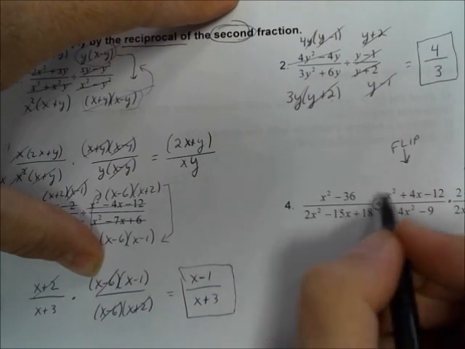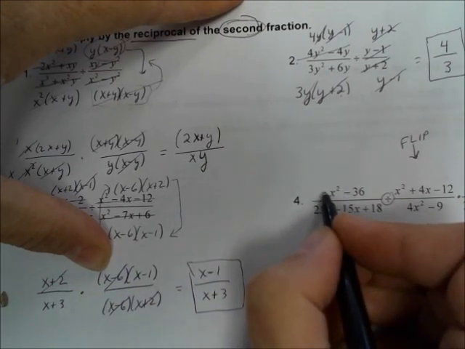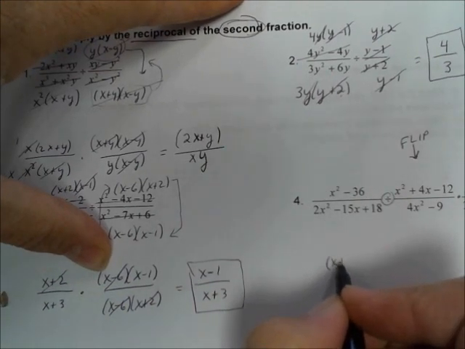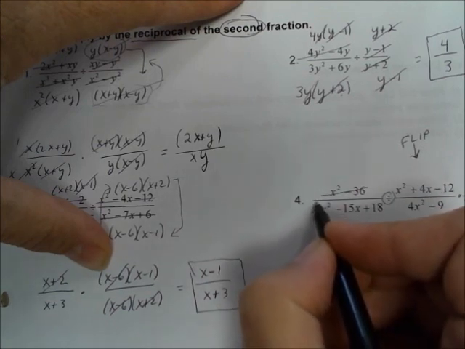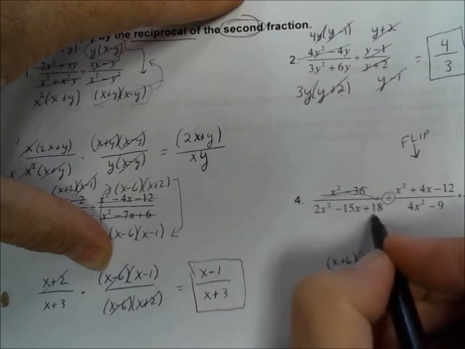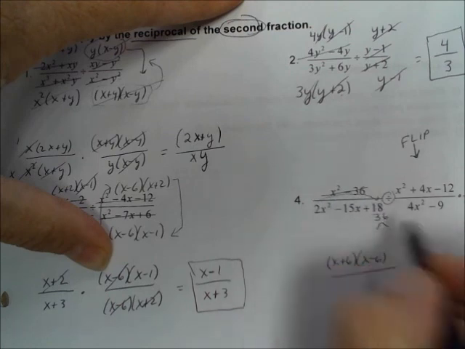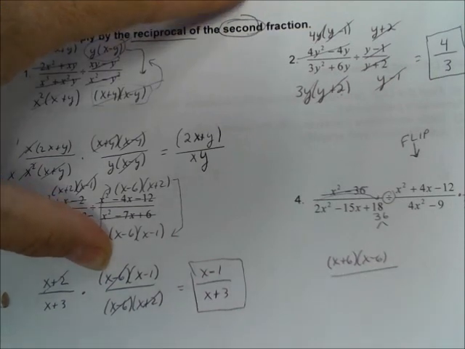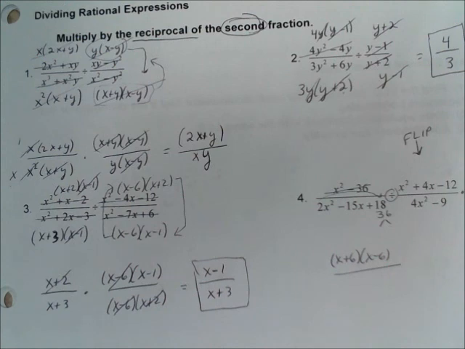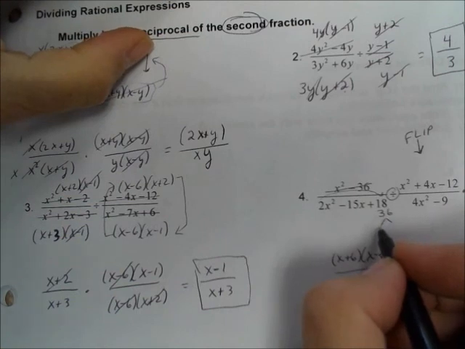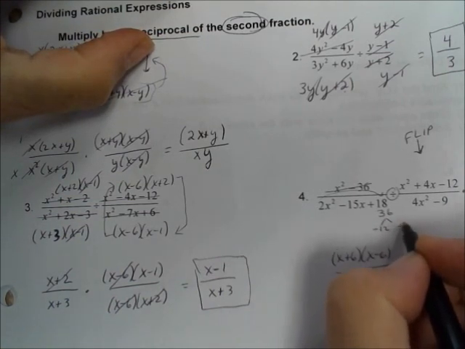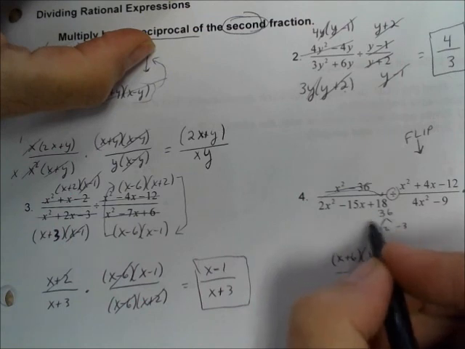So I'm going to bring these down here as I factor them. So x squared minus 36 turns into x plus 6 times x minus 6. On the bottom, looks like we have factor in, factor out. 2 times 18 is 36. The factors of 36 that add up to negative 15. Let's see, there are lots of factors of 36. I think we'll have 12 times 3. So negative 12 times negative 3 will be the factors that add up to there.